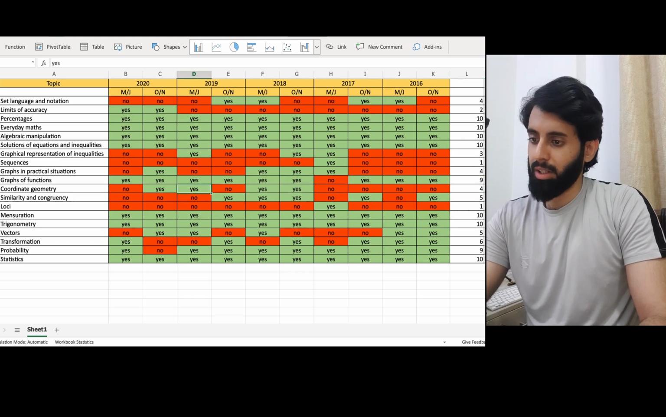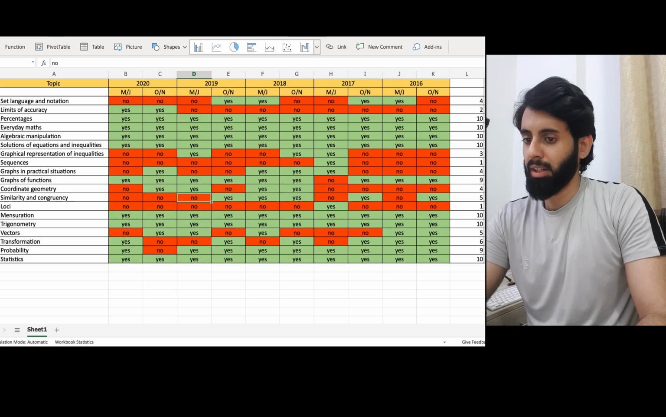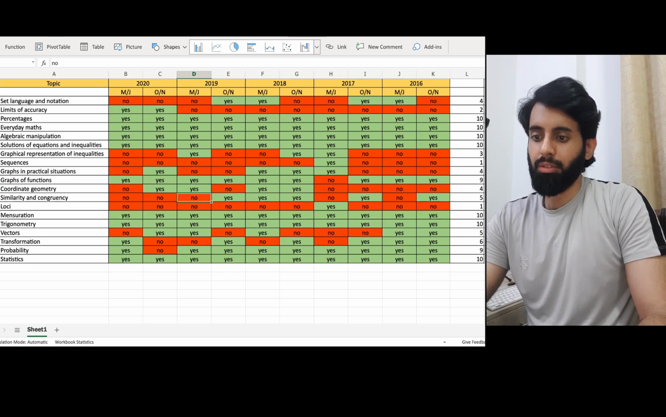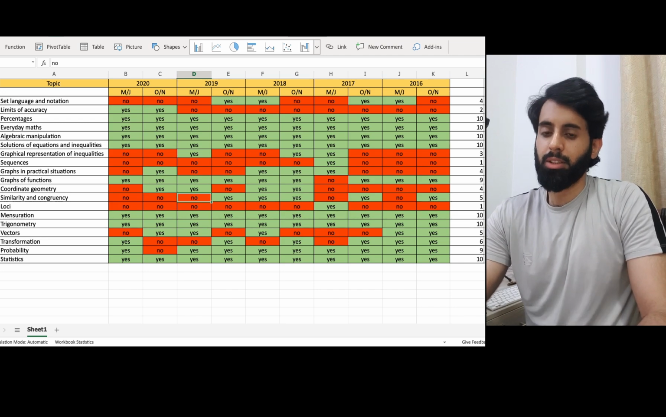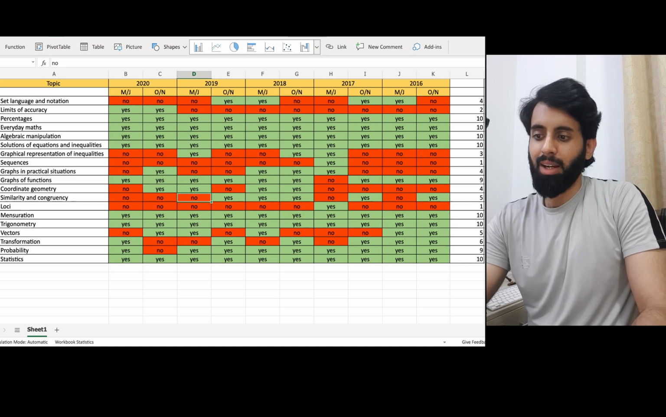And then coordinate geometry, again, very important. You can't neglect it entirely. Similarity and congruence is a 50-50. This is something you guys should practice, okay? But like I said, with the help of this, you guys will definitely be able to plan your revision better.